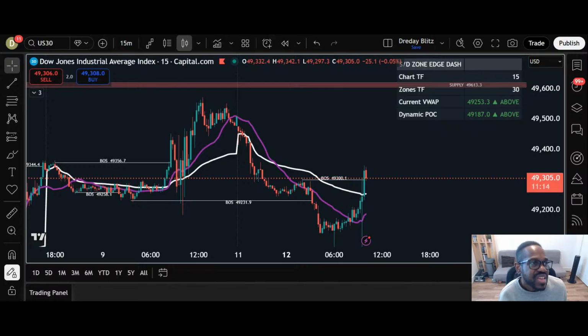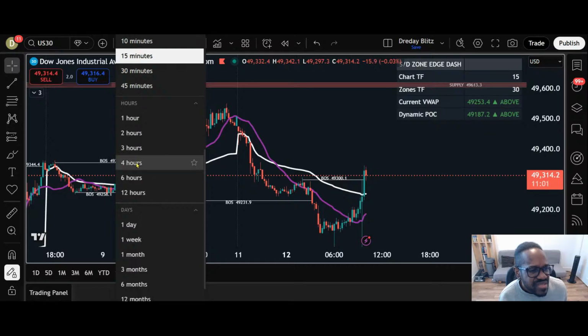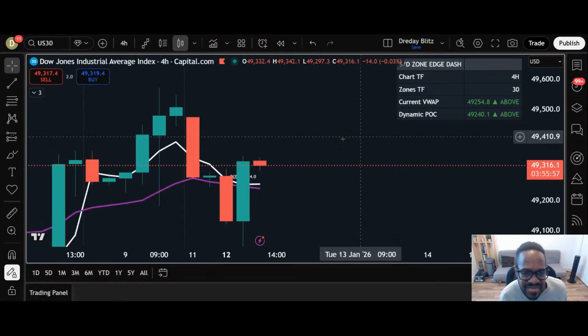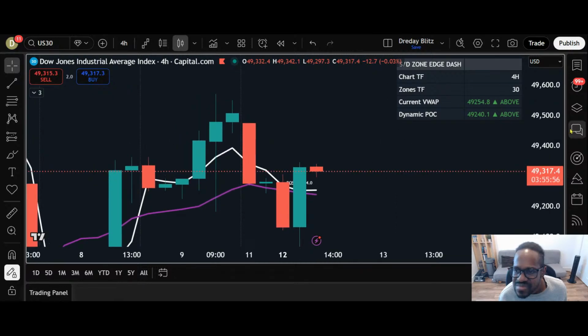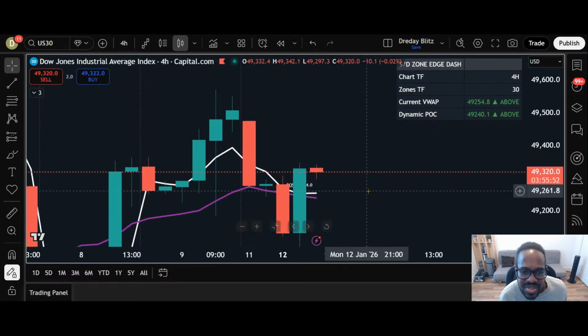But that 10 o'clock candle here should be going up. If you saw, let me check here, go back on the 4 hour. So that 4 hour candle here is looking bullish.